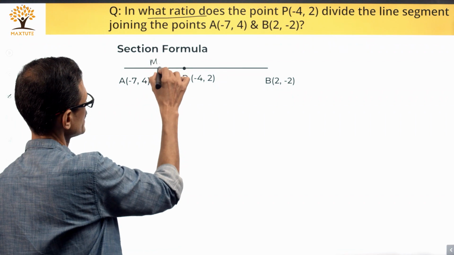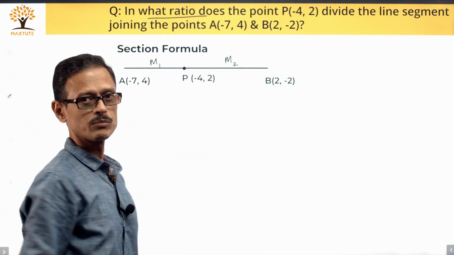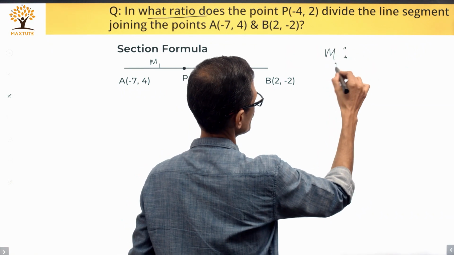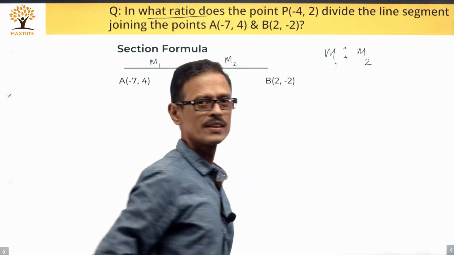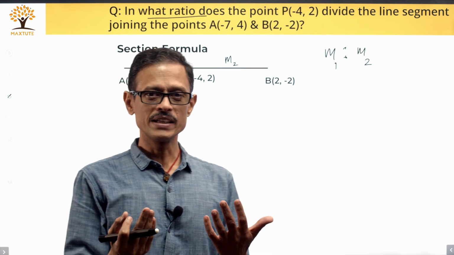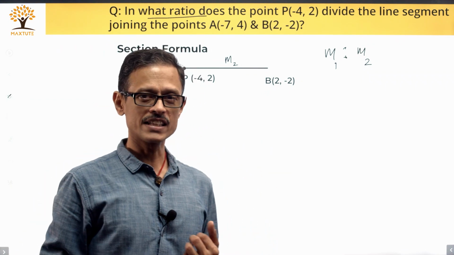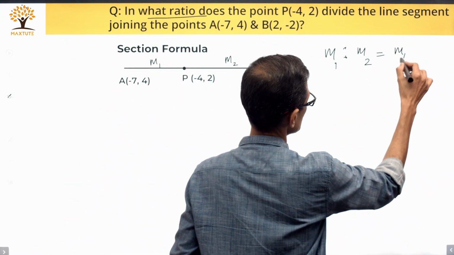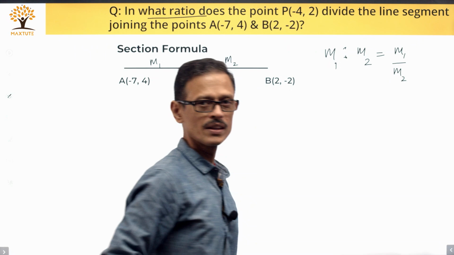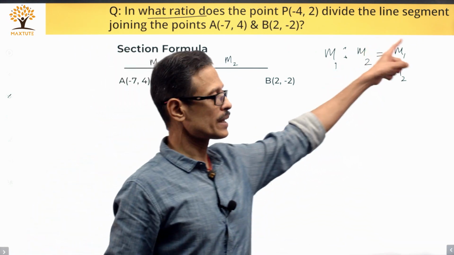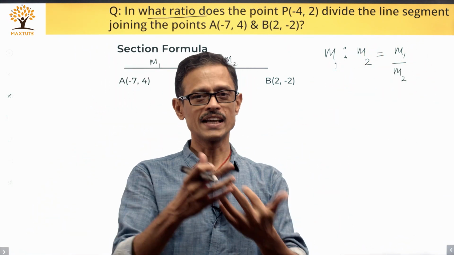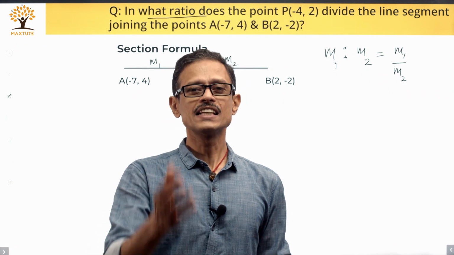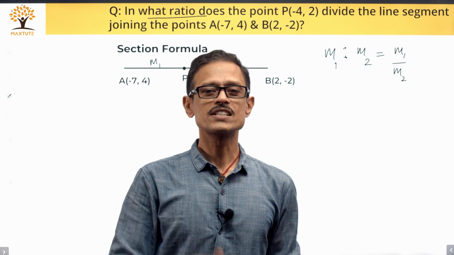Let us say it divides it in the ratio m1 is to m2. So, what we are trying to find out is the value of m1 is to m2. Any ratio a is to b, you can write in terms of a fraction as a by b. So, m1 is to m2 as a fraction is m1 divided by m2. If I find out m1 by m2 is 1 by 3, then m1 is to m2 is 1 is to 3. So, let us see how we can go about it.